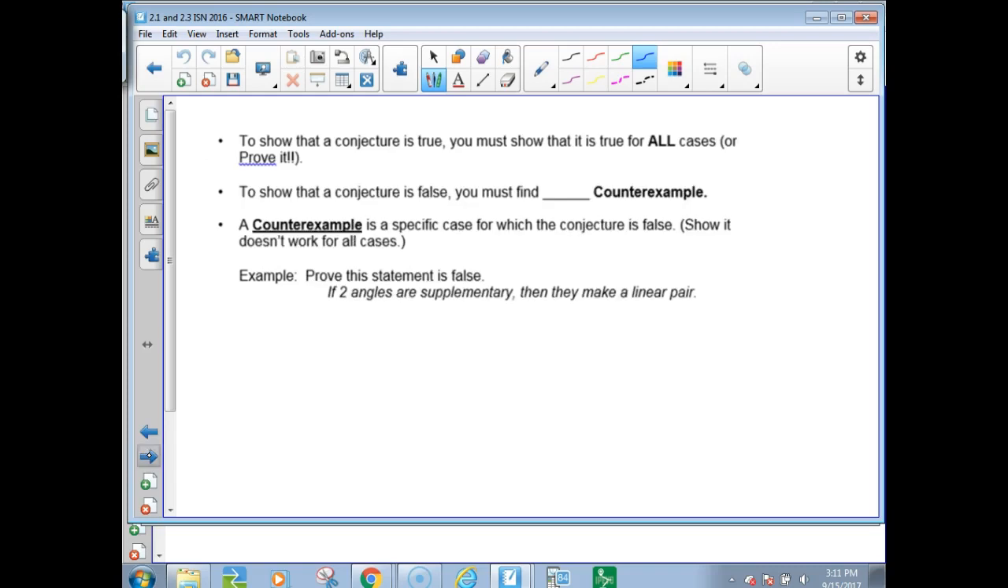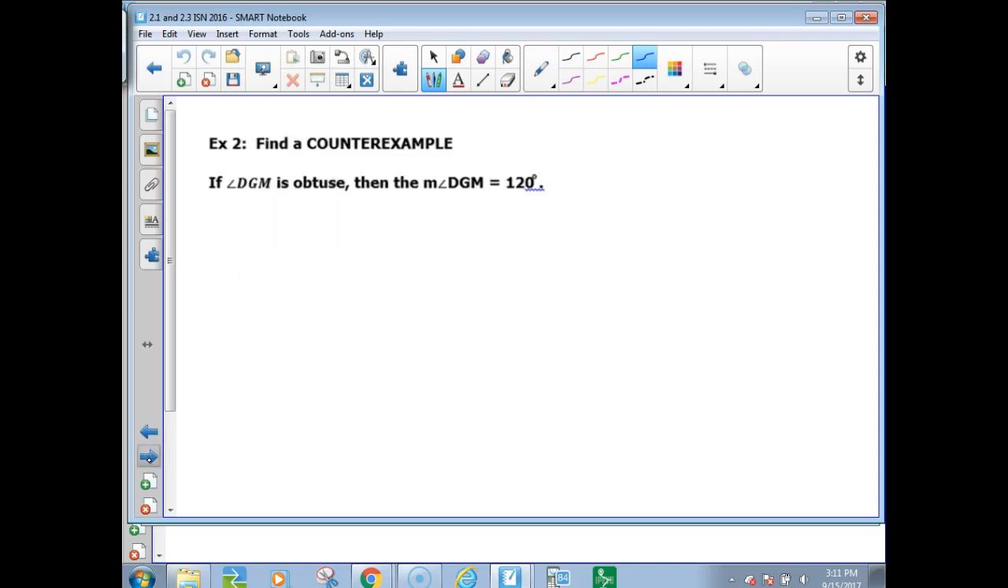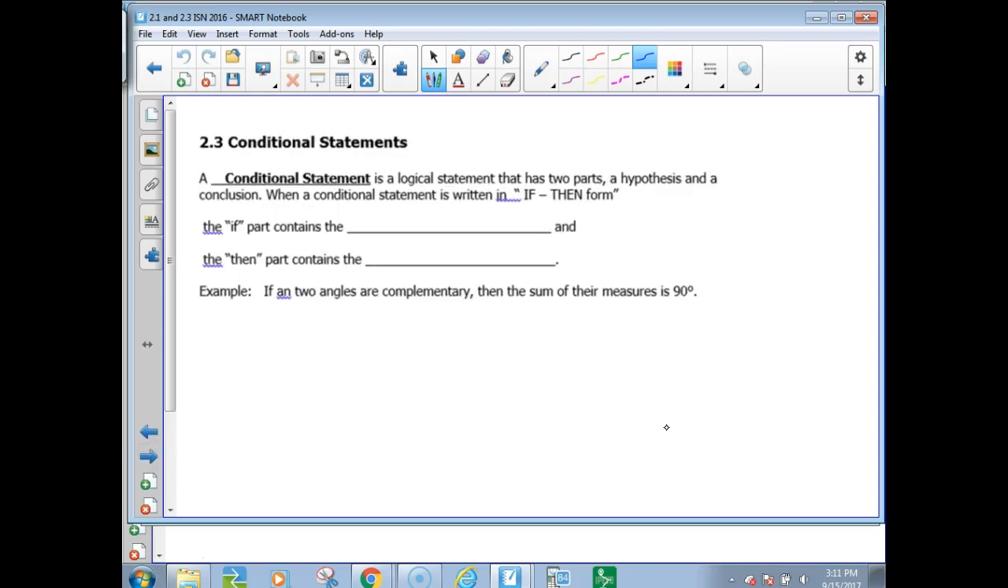Okay, we're going into our ISN. We already did the 2.1 ISN, so we would be on the second page in there. I know we've already said this stuff, so we're going to just quickly fill this in our ISN. A conditional statement is a logical statement that has two parts. The if part contains the hypothesis, and the then part contains the conclusion.